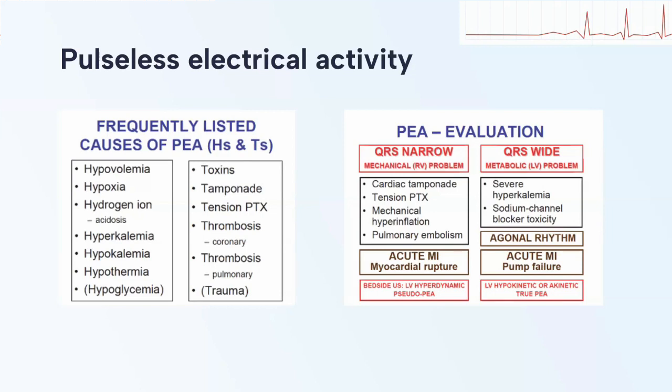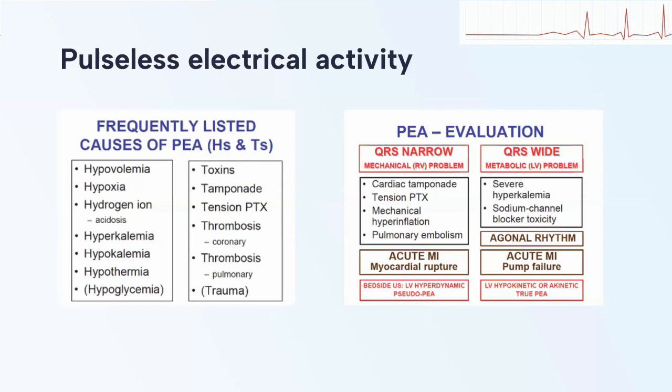So those are the ones you think of with a narrow QRS complex where there's a PEA, and then obviously the acute MI. So you'd also want to either thrombolyse or do a PCI post ROSC for these patients. And then the wide QRS are generally the ones associated with either toxins or metabolic derangement, so things like hyperkalemia.